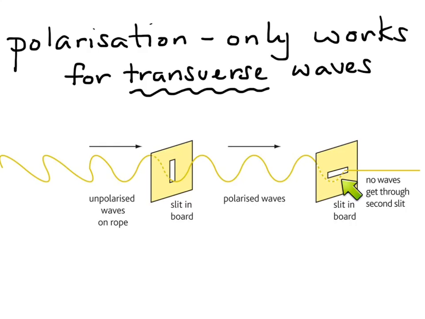It then hits the second filter, and this time the slot is arranged horizontally. So it would allow horizontal oscillations through, but there aren't any because the wave's already been polarised, so nothing gets through.